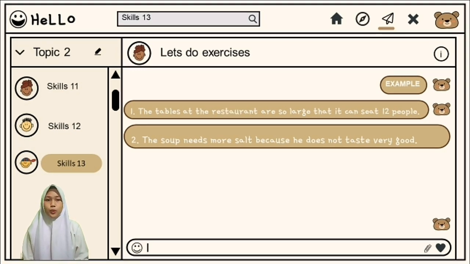Number 2. The soup needs more salt because he does not taste very good. Is this correct sentence or incorrect? And the answer is incorrect. Why? Because we have the soup in here. The soup has no gender. Of course, he in here is wrong. This should be it. The soup needs more salt because it does not taste very good.